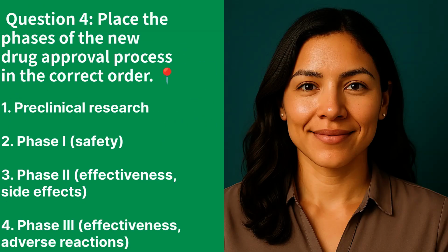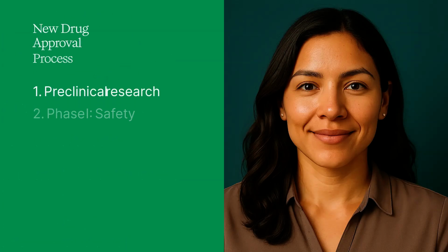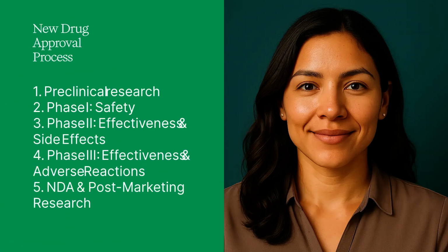Question 4. Place the phases of the new drug approval process in the correct order. The correct order is 1. Preclinical research, 2. Phase 1, safety, 3. Phase 2, effectiveness, side effects, 4. Phase 3, effectiveness, adverse reactions, and 5. New drug application, which includes post-marketing research, Phase 4.